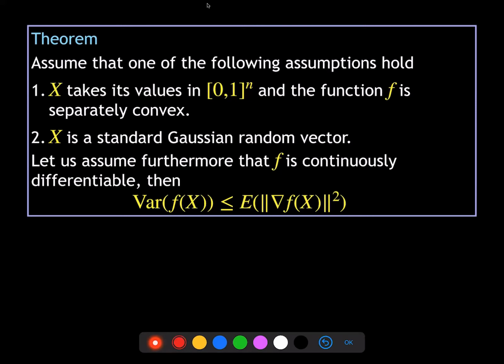And the second condition we are looking at is simply that the variables are standard Gaussian variables. Okay, if one of these two conditions is fulfilled, then if f is continuously differentiable, you are able to bound the variance by the expectation of the square of the Euclidean norm of the gradient.